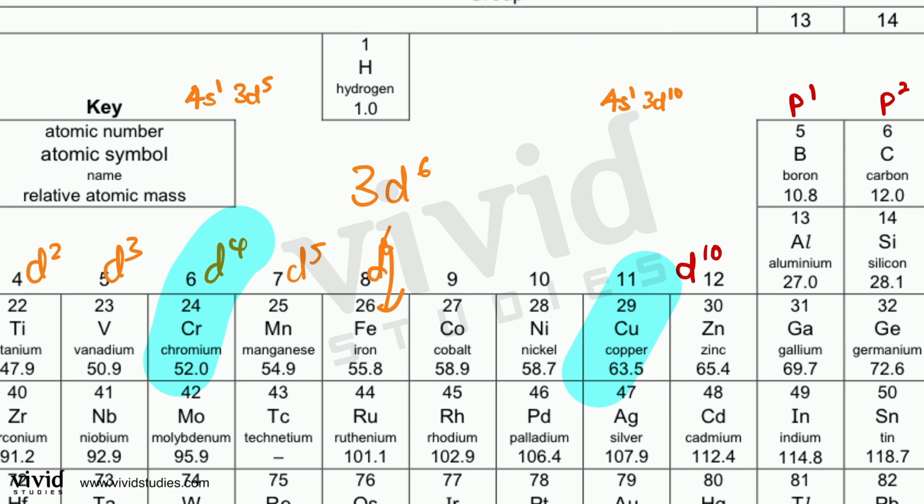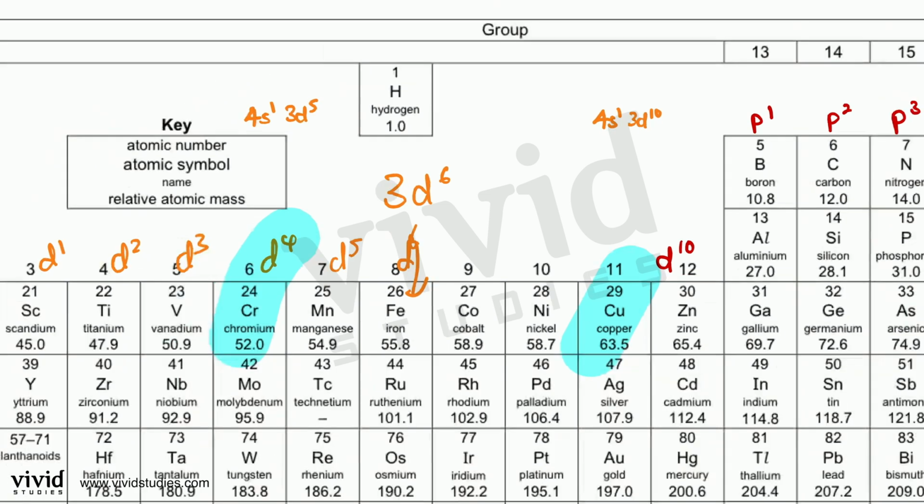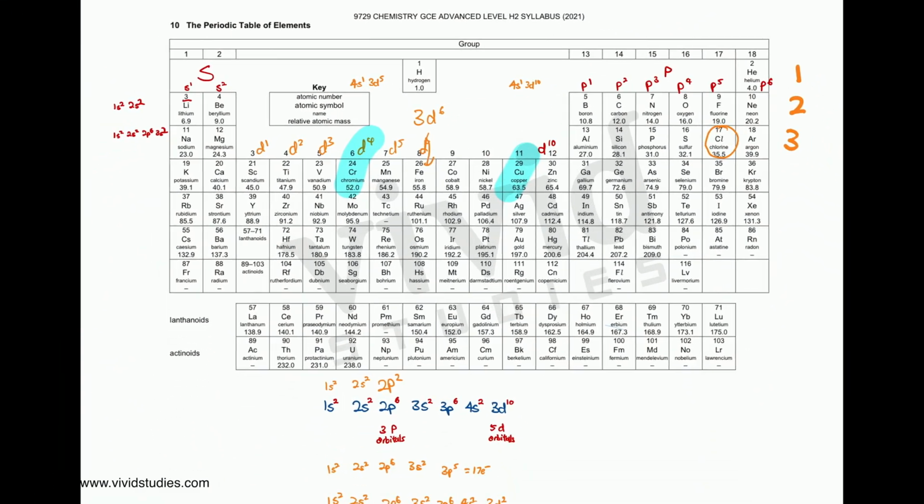So these are the only two exceptions we have to pay attention to when we are using this as a shortcut. Okay, so other than that, that should help you save some time when we are thinking of all your normal elements.